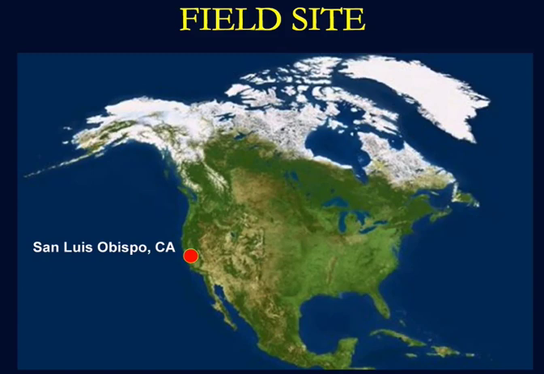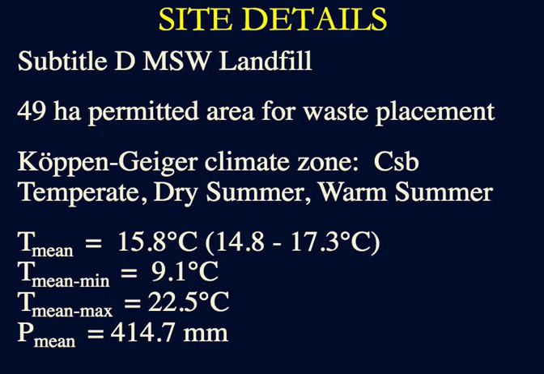The field site that we investigated is located near San Luis Obispo along the central coast of California. Some details about the site include that it's a Subtitle D municipal solid waste landfill. The site has a permitted area on the order of 49 hectares for waste placement. The facility is located in a temperate climate zone with dry and warm summer.